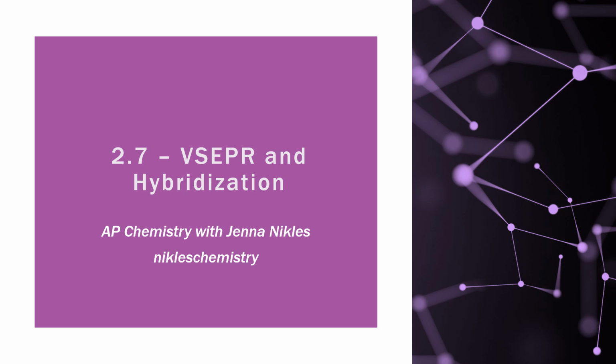Hello, today we're going to talk about section 2.7, which is on VSEPR, which stands for valence shell electron pair repulsion, and hybridization. So all about molecule shapes and why they have their different shapes, and then how the orbitals can hybridize in molecules up to tetrahedral.